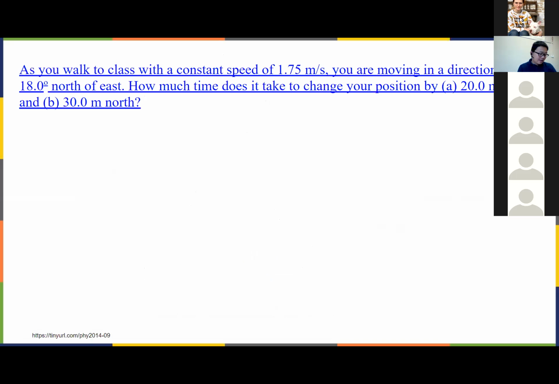So let's take a quick look at the example here. You can go ahead and give it a try. We can look at the solution together in just a couple of minutes.